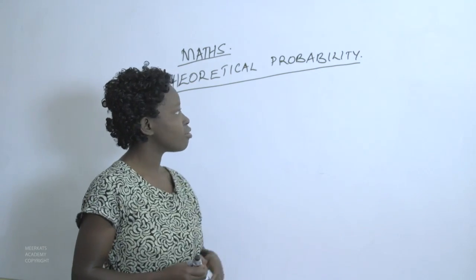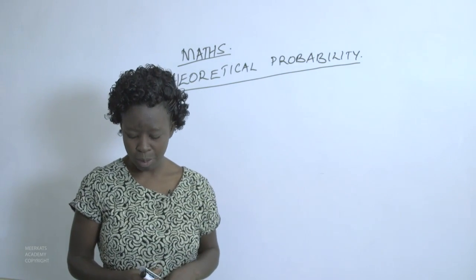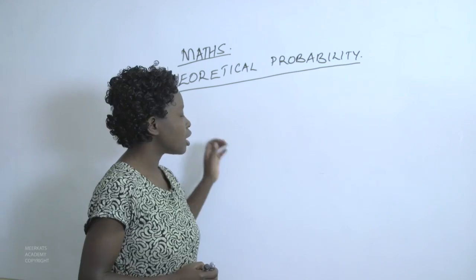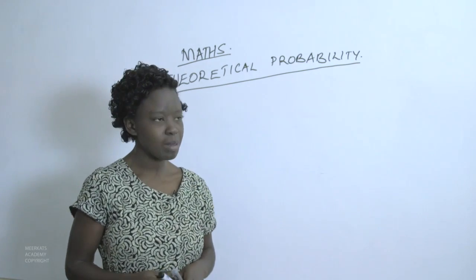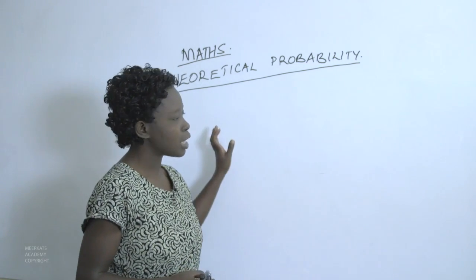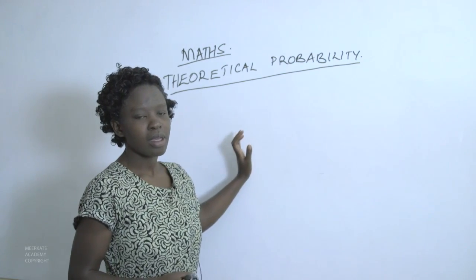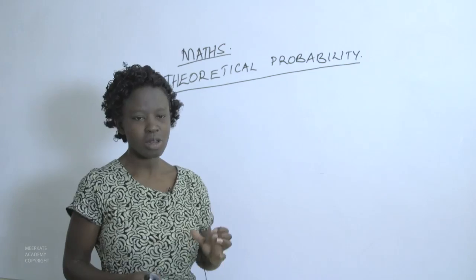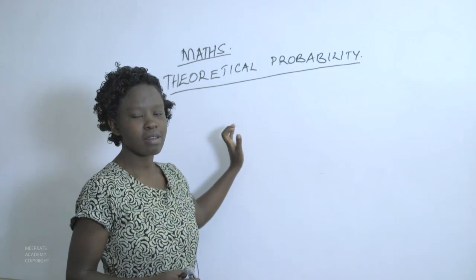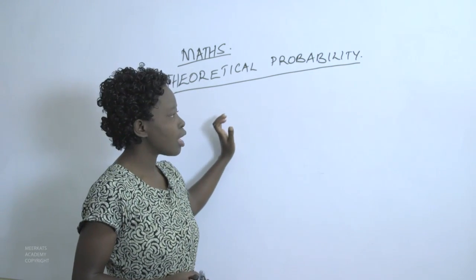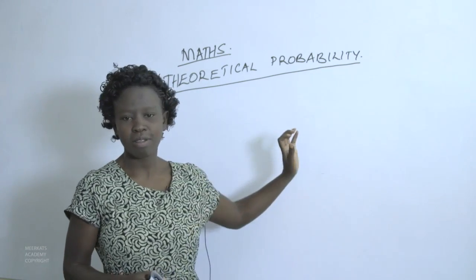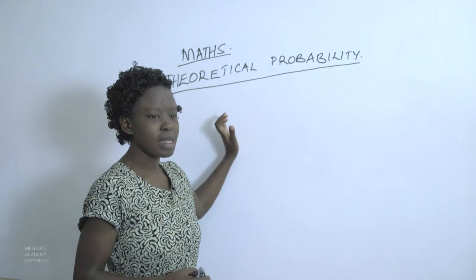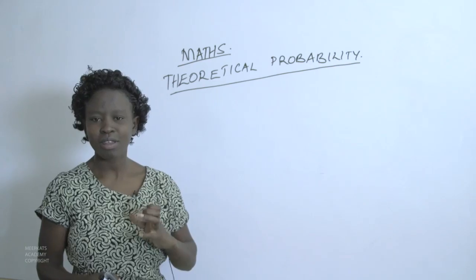So today we are having theoretical probability, and when we are talking about theoretical probability, we are simply talking about the chance of an event happening, the actual chance of an event happening. We are not carrying out any practical in this case, but whatever is happening, there is that expected chance.